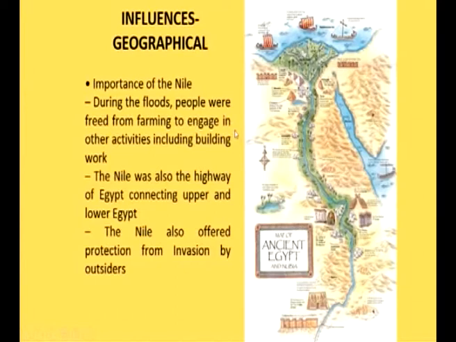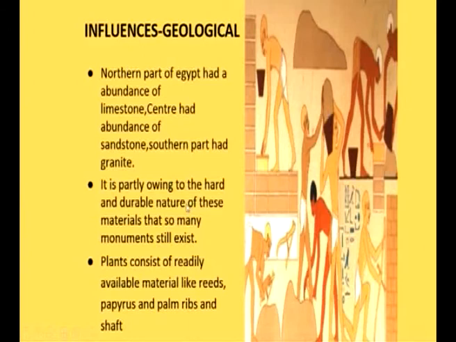So, during the floods, people were freed from farming to engage in other activities including building work. The Nile was also a highway to Egypt. It connected it to various other trade routes and commodity routes. The Nile also offered protection from various invasions, like foreign invasions.